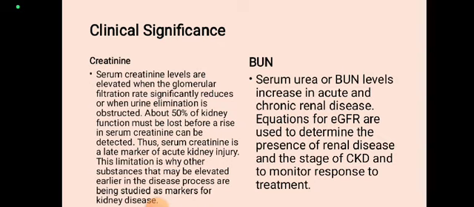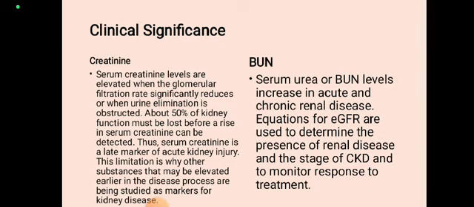This limitation is why other substances that may be elevated earlier in the disease process are being studied as markers for kidney disease. So, serum creatinine is a late marker for acute kidney injury. When 50% of kidney function is lost, only then is serum creatinine increased. Blood urea nitrogen or serum urea levels increase in acute and chronic renal disease.